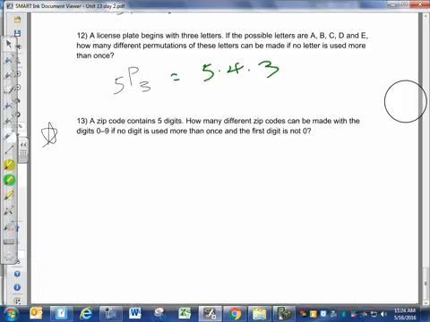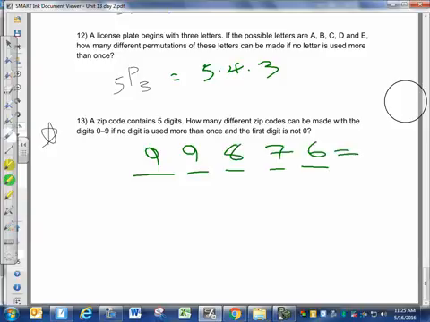13, a zip code contains 5 digits. How many different zip codes can be made with the digits 0 through 9, if no digit is used more than once and the first digit is not a 0? Well, the first digit is not a 0, so that's 9 choices. I've already used a number here, so I have 9 choices left from the 10 total digits, and then I have 8, 7, 6. So that's it.